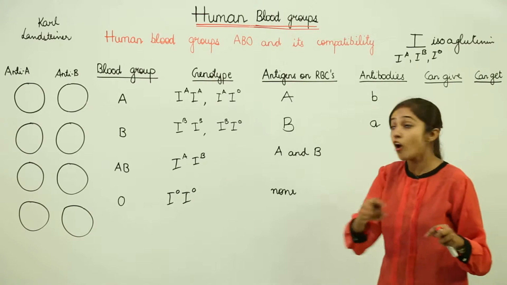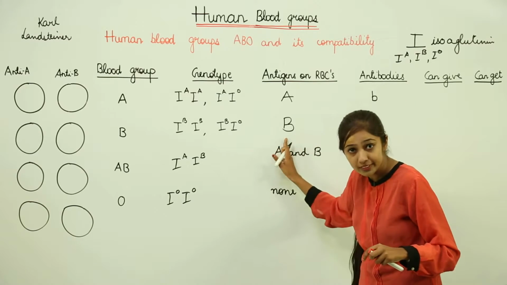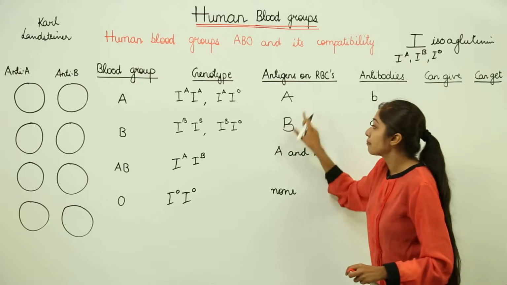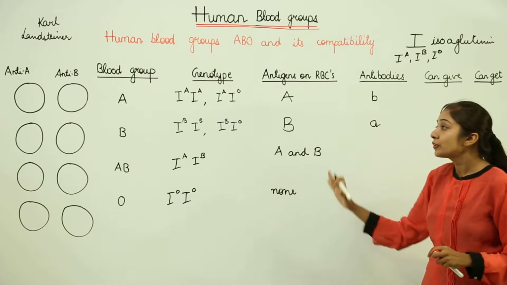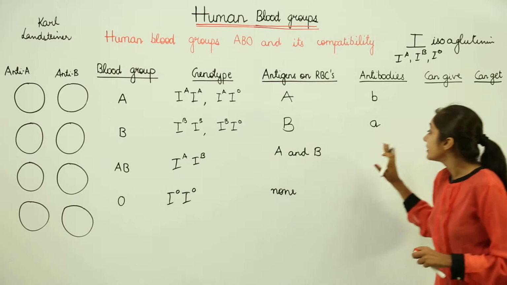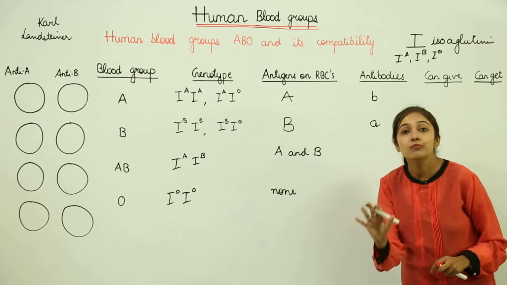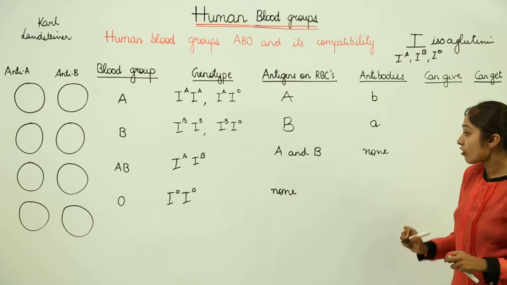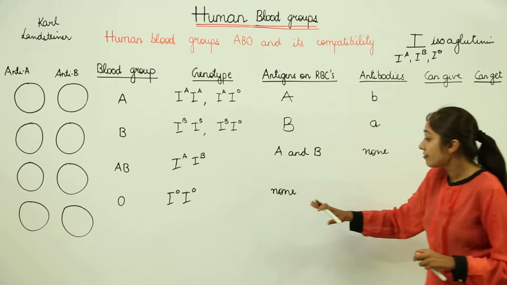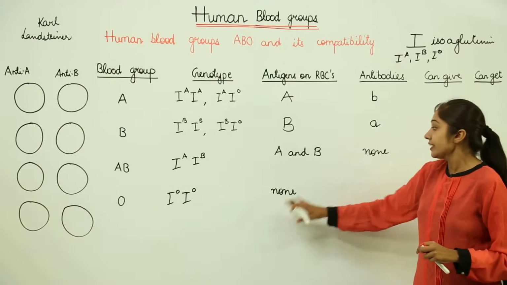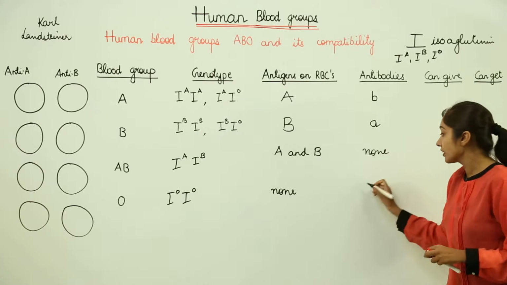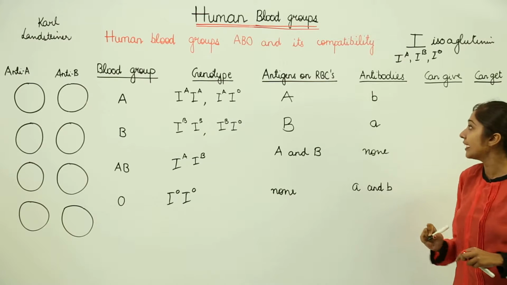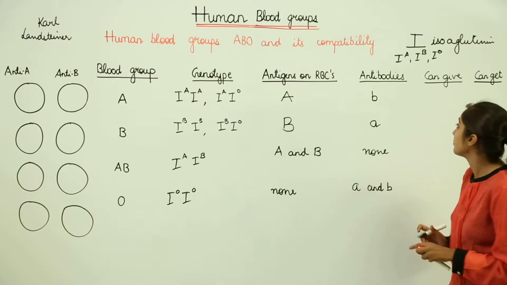Antibody produced will be opposite to that of this antigen, remember this, and write the antibodies in lowercase letters and the antigens in uppercase letters. Then if we talk about the blood group AB, in this case there will be no antibodies. So antibodies here are none. But in case of blood group O, we don't have any antigens, but definitely we have antibodies, that is both A and B, right? We have antibodies, that is A and B.